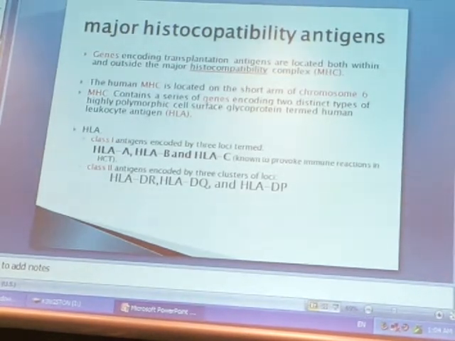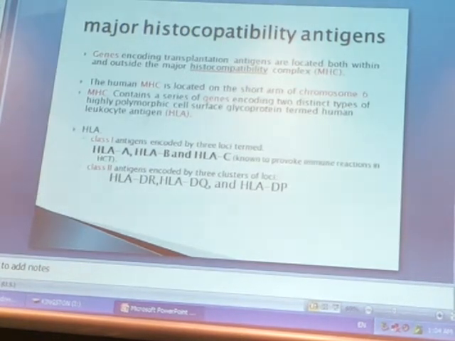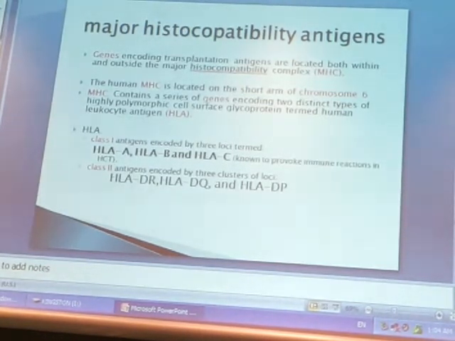Is it clear or not clear? Is the HLA system clear? In siblings, we take 6 out of 6. In unrelated donors, we take 12.